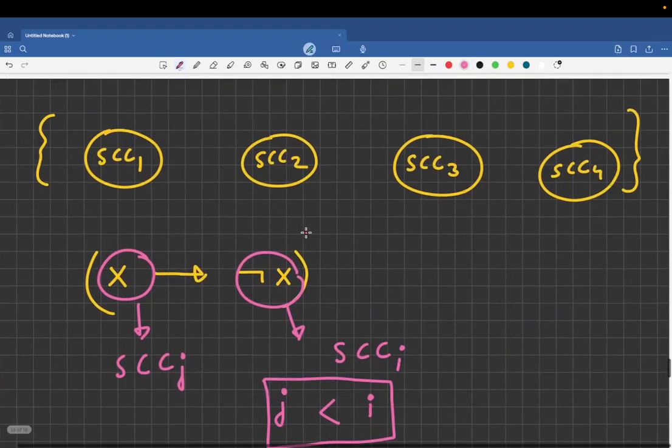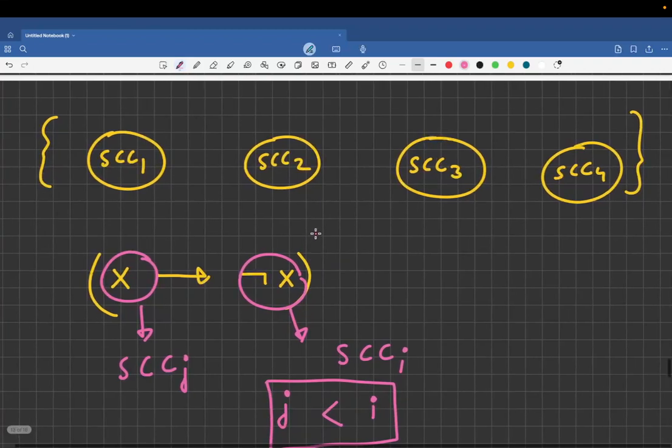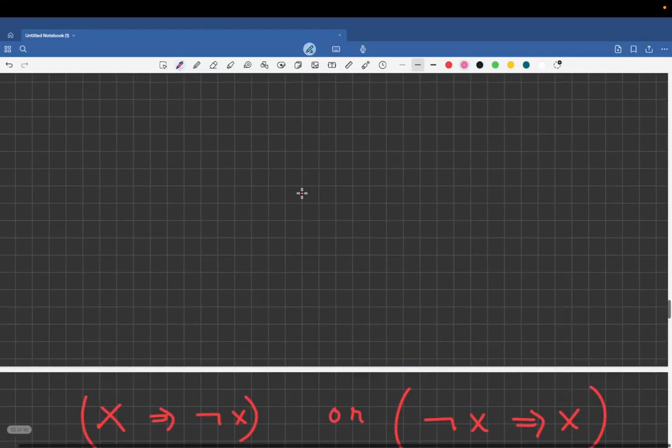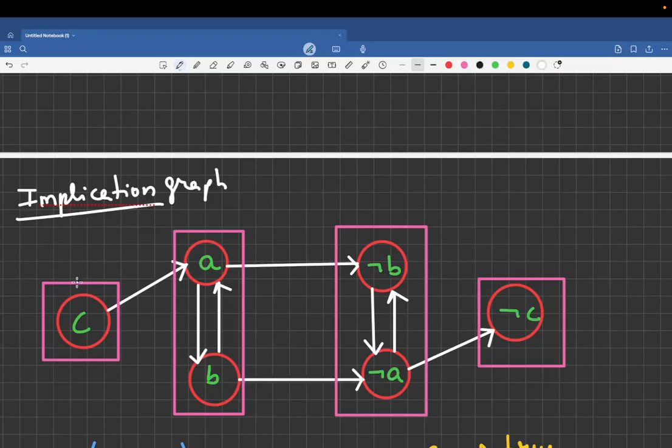So for every variable, we will know what component it belongs to. We can assign the component for each and every variable, and according to that, we can do the assignment. I will explain this with the help of this particular example. Let's suppose I am naming this first component as 1. So this node C will get the component number 1. Then A and B will get the component number 2, not B and not A will get 3, and not C will get 4.